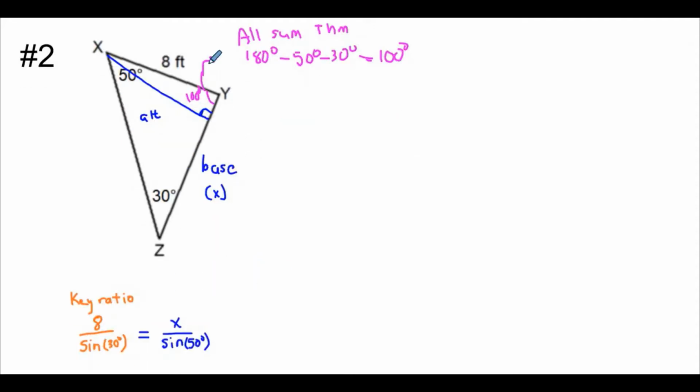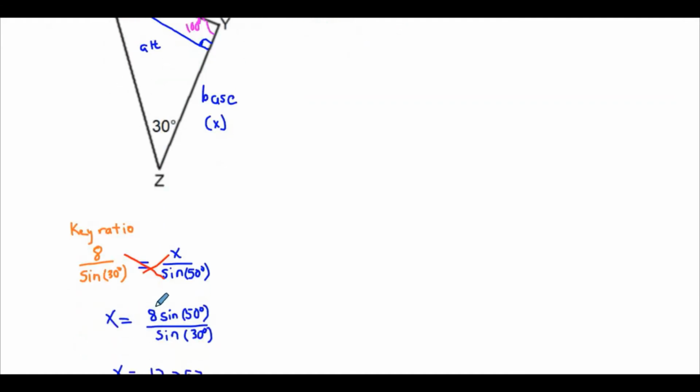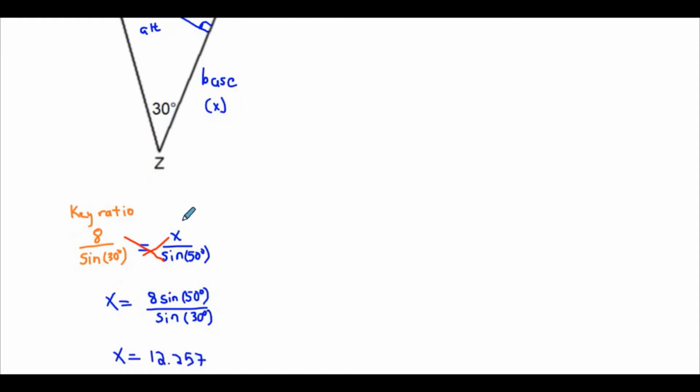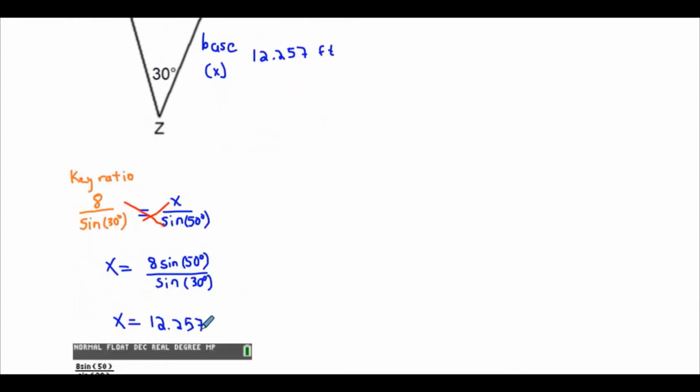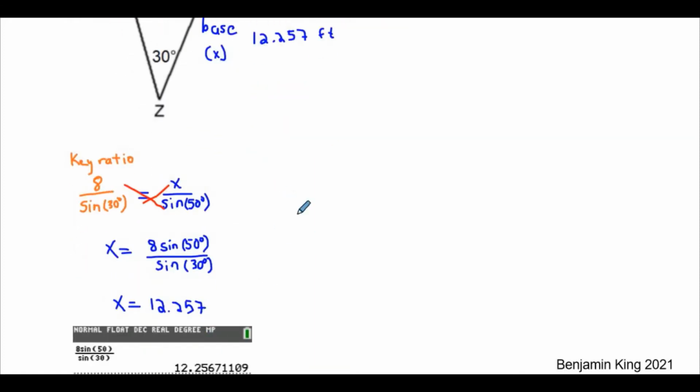So I did that here. The key ratio, as I mentioned, 8 over sine of 30 is equal to x over sine of 50. You, of course, then cross multiply, giving you x sine 30 equals 8 sine 50, and then divide. So you get x is equal to 8 sine 50 divided by sine 30. Type that into a calculator, and you get that this base is actually equal to 12.257. And you had to calculate it because you didn't know what it was, right? So just type that in there and got the answer.